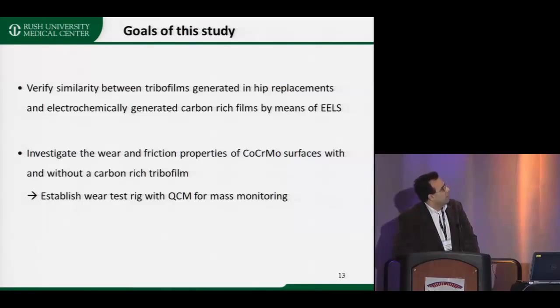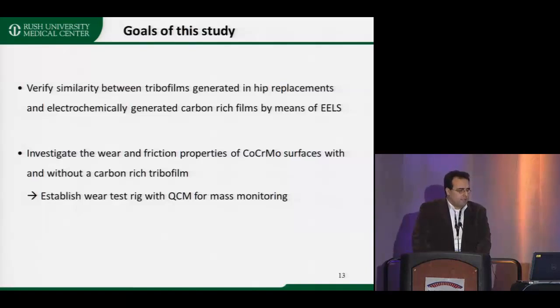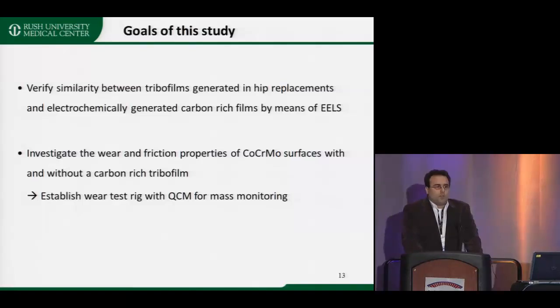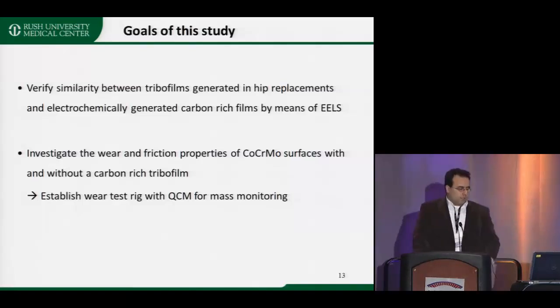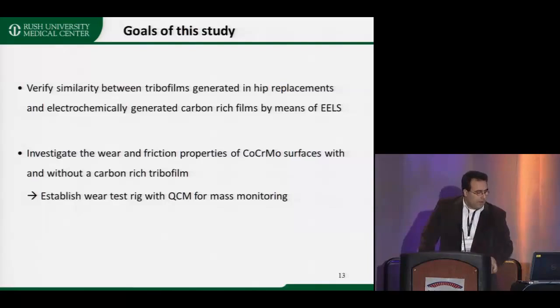So for the second part of the talk, I talk about the two goals that we had. First of all, we wanted to verify similarities between these tribofilms and those films that we generate electrochemically. Further, we investigated the wear and friction properties. We wanted to investigate these properties of cobalt-chrome lipid surfaces with and without such a film. Therefore, we had to establish a new wear test rig in which we also wanted to utilize QCM for mass monitoring.